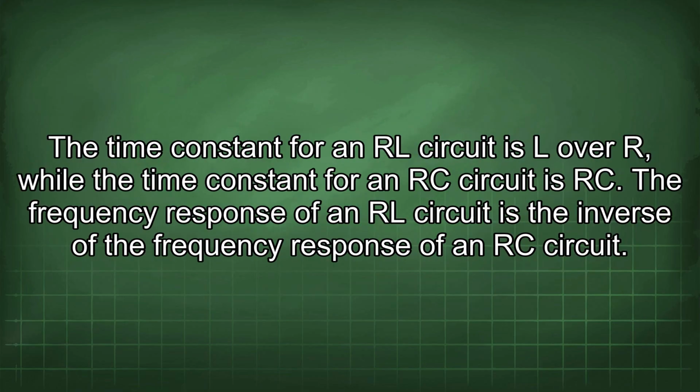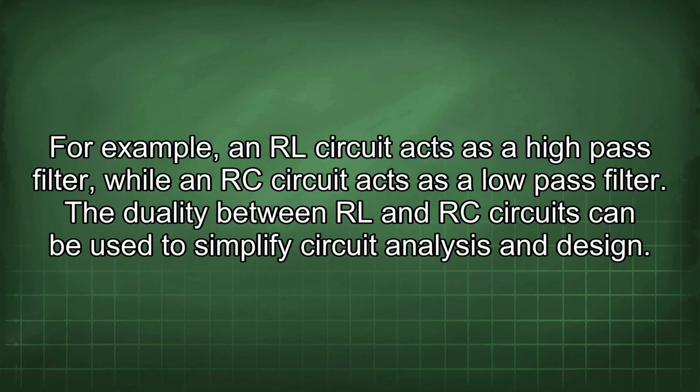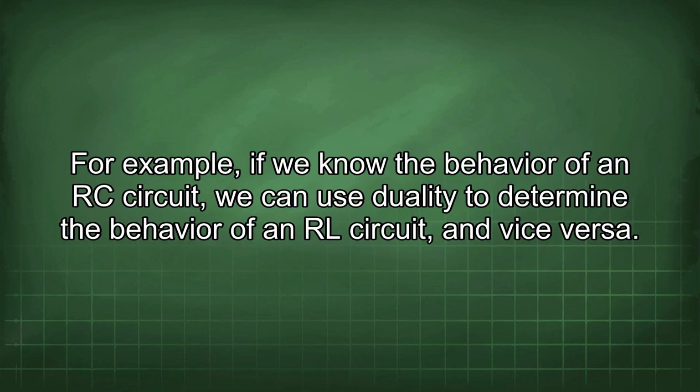The time constant for an RL circuit is L over R, while the time constant for an RC circuit is RC. The frequency response of an RL circuit is the inverse of the frequency response of an RC circuit. For example, an RL circuit acts as a high-pass filter, while an RC circuit acts as a low-pass filter. The duality between RL and RC circuits can be used to simplify circuit analysis and design. For example, if we know the behavior of an RC circuit, we can use duality to determine the behavior of an RL circuit, and vice versa.